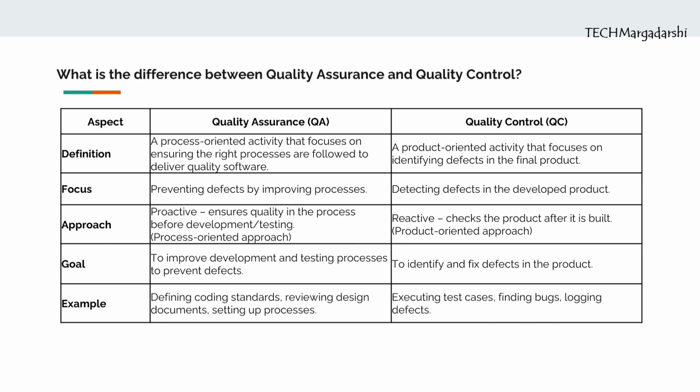So, to summarize, QA prevents defects by improving the process, while QC finds defects in the finished product.